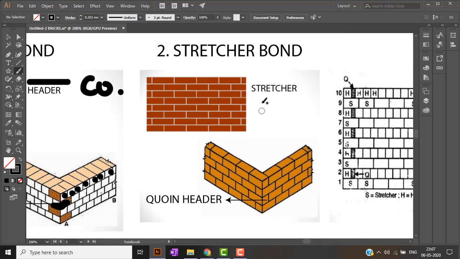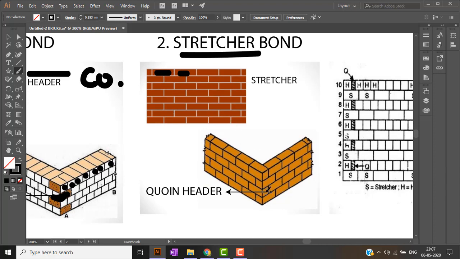The second is a stretcher bond where all the facing positions in a course are in stretcher. Also the corner during the construction of a wall is given with a point header. So this cornerstone is known as point header.